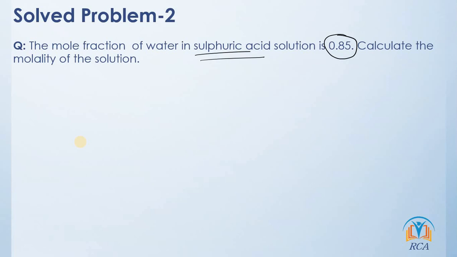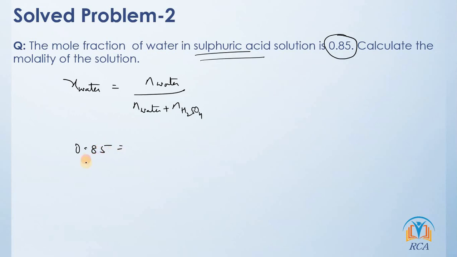What are we given? We are given the mole fraction of water now. We are given the mole fraction of water, and in sulfuric acid solution, that means the solution has sulfuric acid and water both. Then how do we calculate the mole fraction of water? So X for water will be equal to the number of moles of water upon the number of moles of water plus the number of moles of sulfuric acid, that is how we'll get the mole fraction of water. That is already given as 0.85.